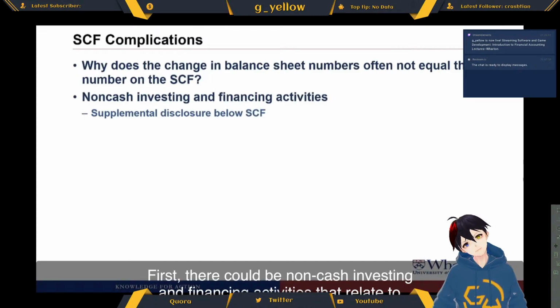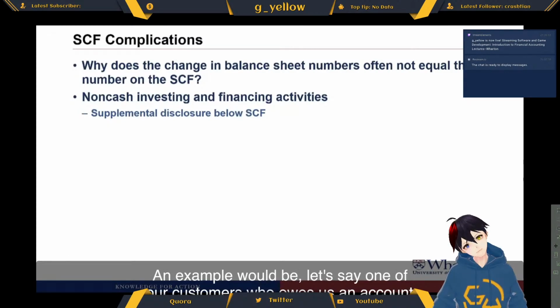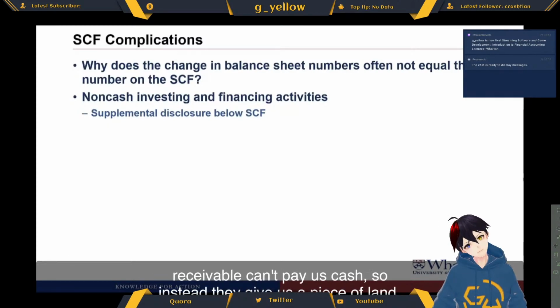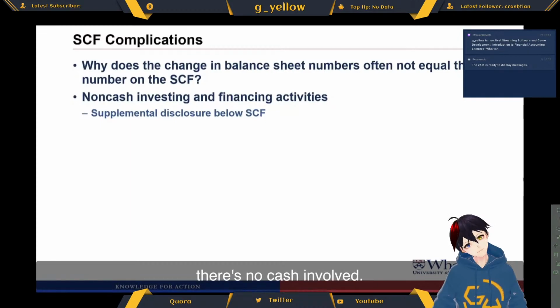First, there could be non-cash investing and financing activities that relate to the working capital accounts in the operating section. An example would be, let's say one of our customers who owes us an account receivable can't pay us cash, so instead they give us a piece of land. Well, that would be a non-cash transaction. It would be disclosed at the bottom of the statement of cash flows. It would also affect the balance sheet number for accounts receivable, but it wouldn't show up on the cash flow statement because there's no cash involved.